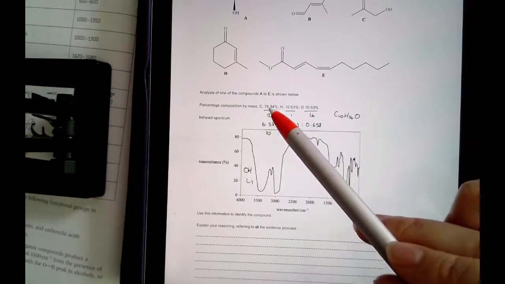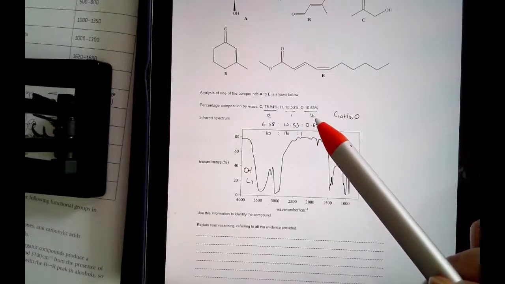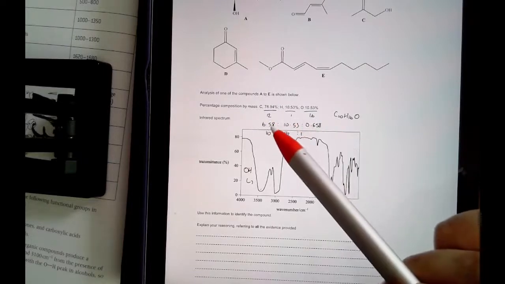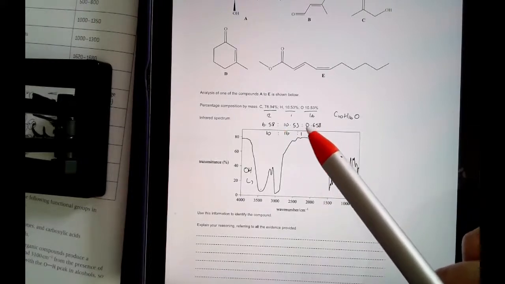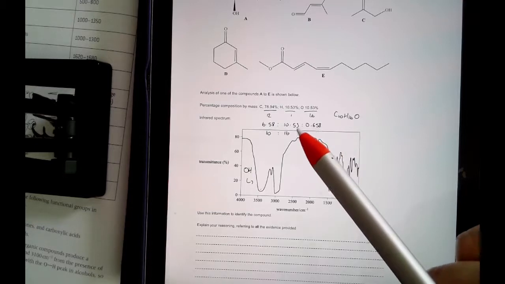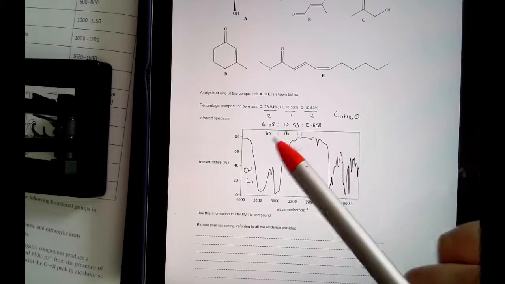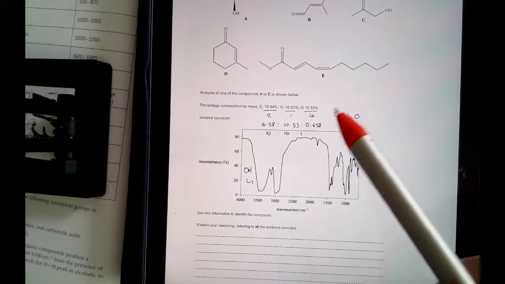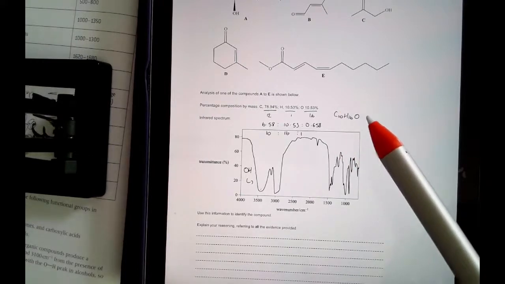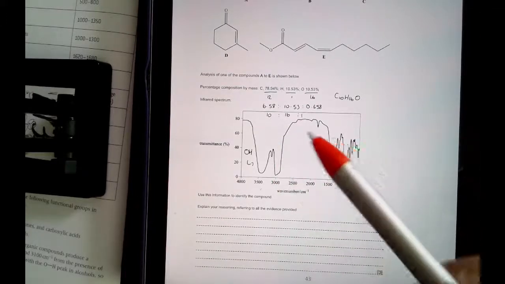You just divide the percentages by the atomic mass. So for carbon, the atomic mass is 12, hydrogen, the atomic mass is 1, oxygen, the atomic mass is 16. So I divide across. I end up with this as a ratio. I then simplify my ratio by dividing by the smallest number. So 0.658 is the smallest of my 3 numbers. I divide everything by 0.658 and I get a whole number ratio of 10 to 16 to 1. So my empirical formula there is C10H16O.